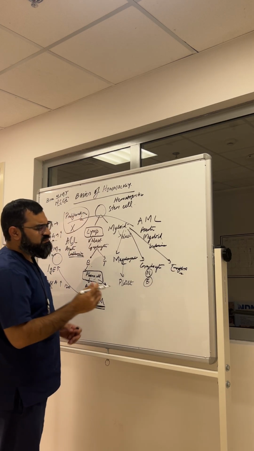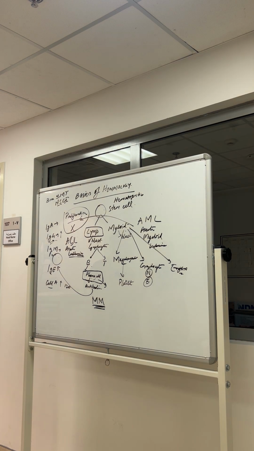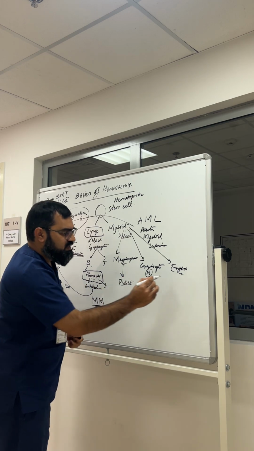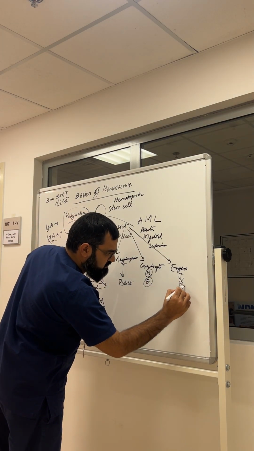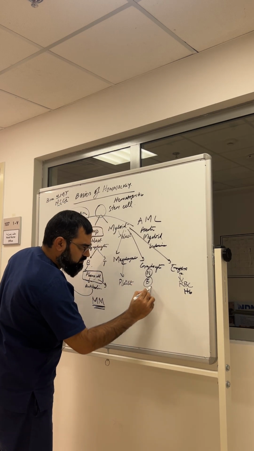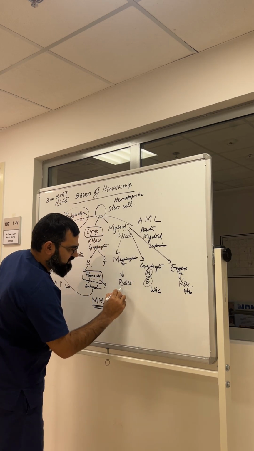Erythroblast. Basically, these are all terms which are used. Like erythro is with red color, and then you have red blood cells. Tamam? So this will finally turn into RBCs. So your hemoglobin, your WBCs, and your platelets.